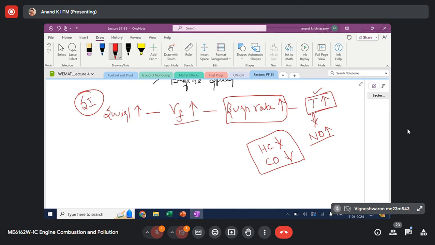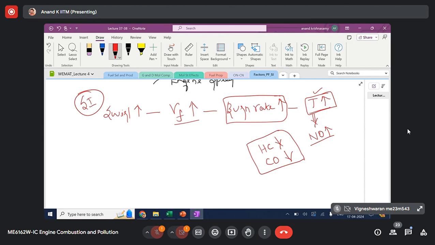Okay, so we know that in SC and CO, there are two mechanisms. One is formation, the other one is oxidation. There will be formation of SC and CO in the cylinder, but whatever forms, most of that will get oxidized if we have sufficient temperature available in the cylinder during the combustion event or after the flame is gone. This is called post-flame oxidation. So oxidation is one of the important mechanisms that reduces SC and CO. For that, you need a higher temperature.